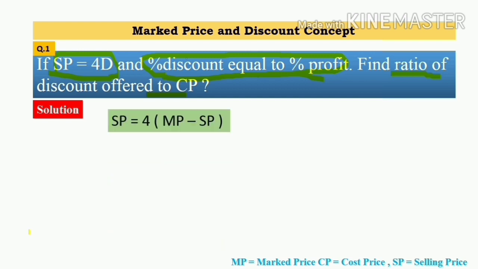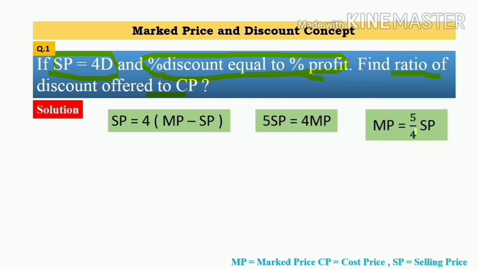So firstly we will write the condition, that is SP equals 4 times D. D means discount. Discount means market price minus SP. So after solving the bracket, we get 4 MP minus 4 SP. When we place 4 SP on this side, we get 5 SP equals 4 MP. So in terms of MP, MP equals 5 by 4 SP. Now I have solved the first condition.